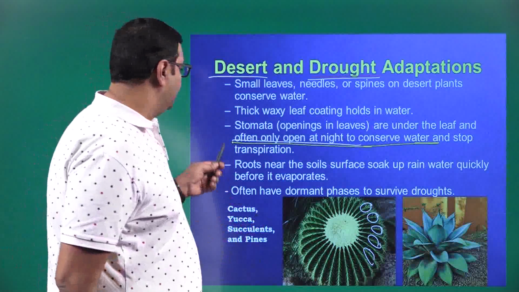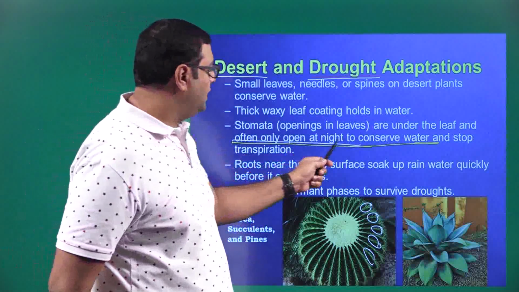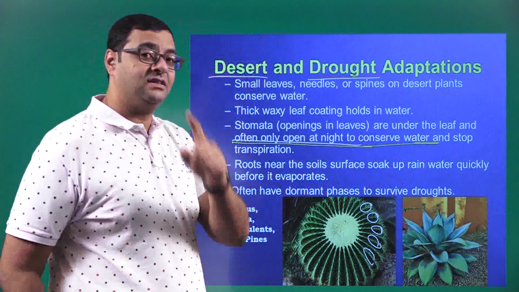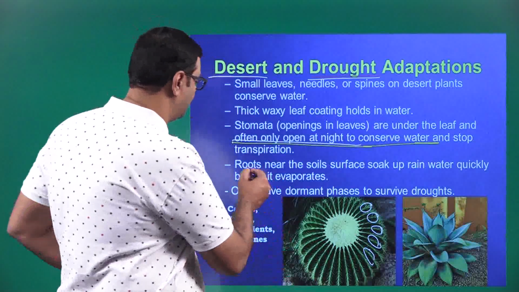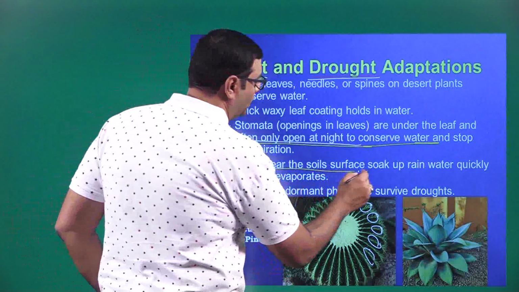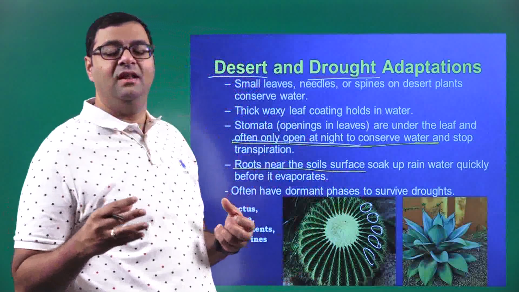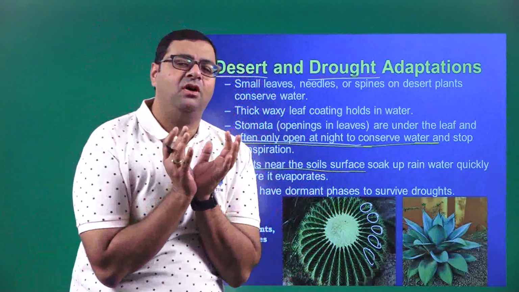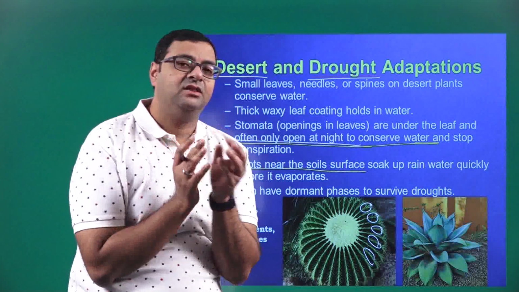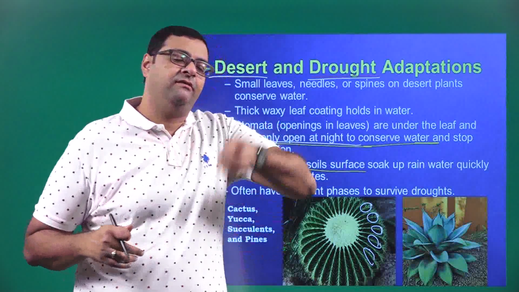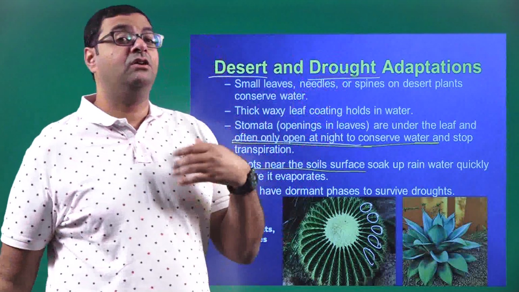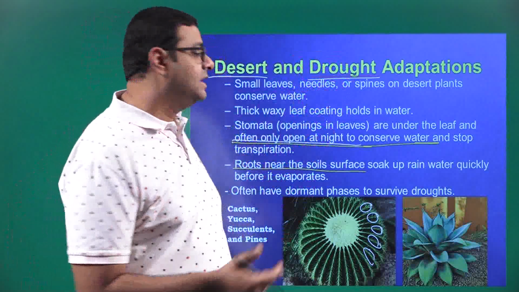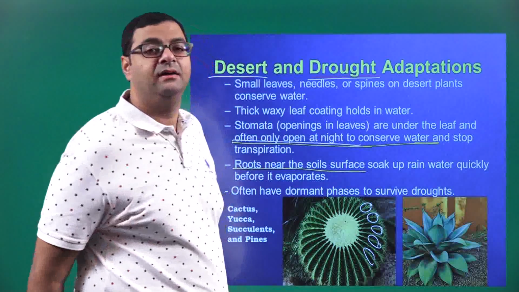Now moving on. Roots near the soil surface soak up the rainwater quickly before it evaporates. That is a great adaptation of a desert plant. Whatever water is there on the soil, because the desert is extremely hot, once it rains, the water will immediately evaporate. So in order to prevent that, the roots quickly absorb that water before it evaporates.